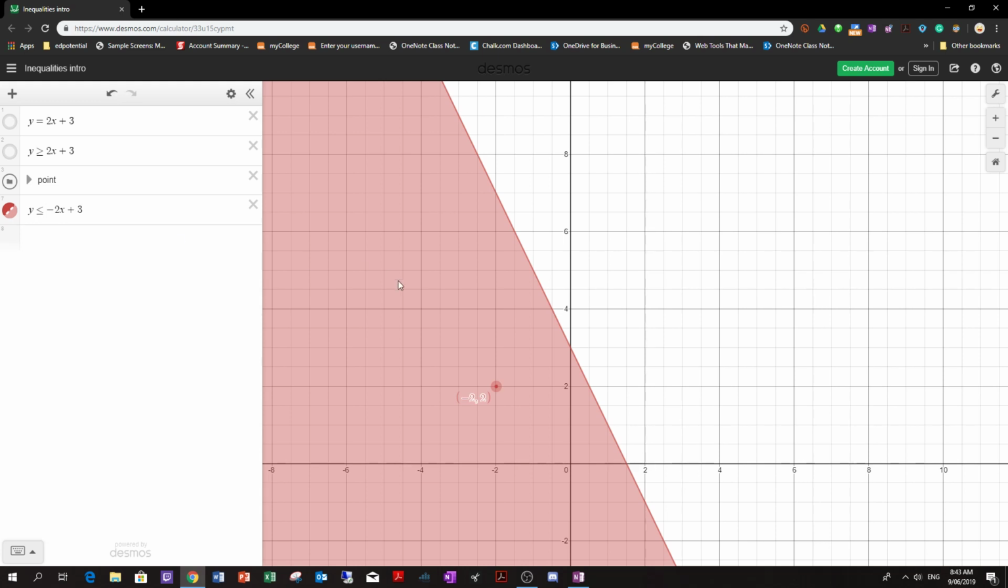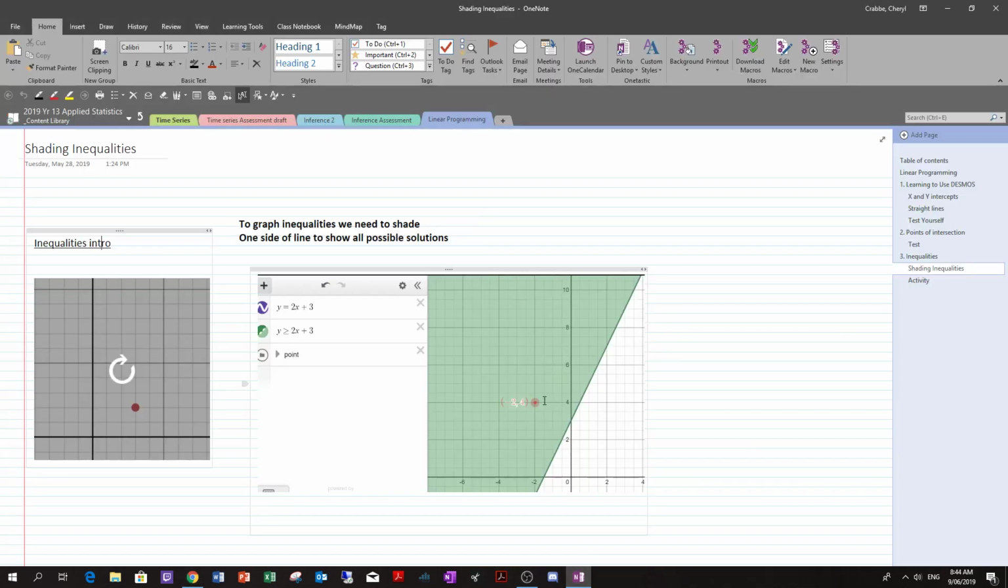So that's it. It used to be that you had to decide what side of the line to shade and all that stuff, but with Desmos it does it for you. So it becomes a very, very easy thing to do. Now when we graph inequalities in our Walker book, we can know that Desmos is going to shade the side of the solution for us.